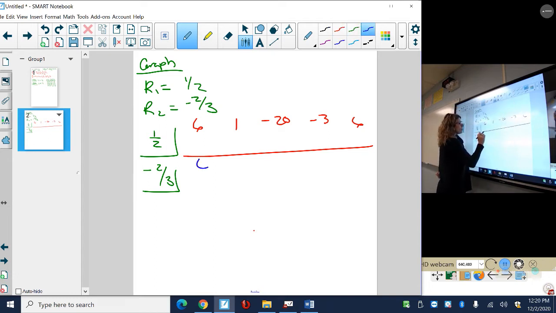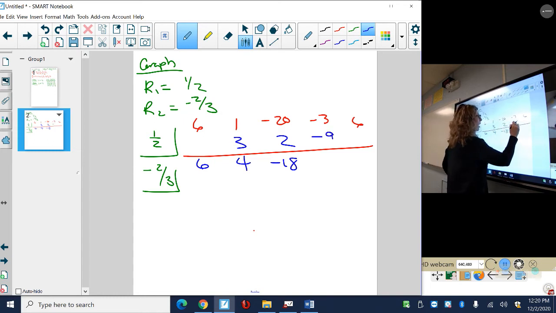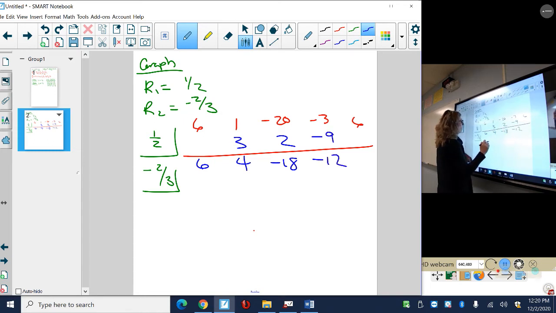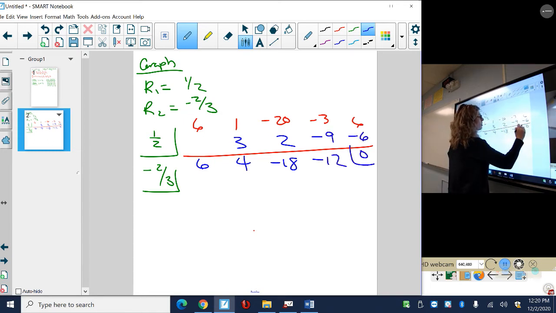So, drop this down. That gives me a 6. Half of 6 is 3. That gives me a 4. Half of 4 is a 2. This gives me a negative 18. Half of negative 18 is negative 9. This gives me a negative 12. Half of negative 12 is negative 6 to give me a 0. If you didn't get a 0, you messed it up.